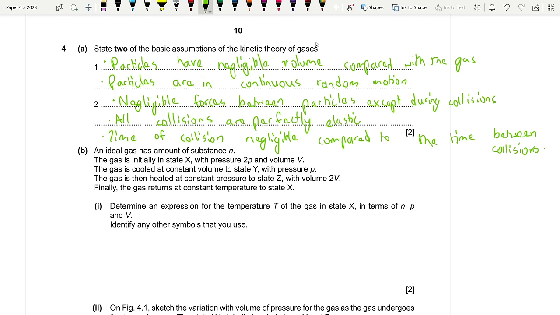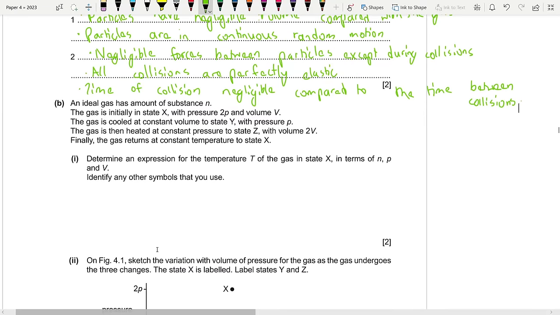Anyway, an ideal gas is amount of substance N. The gas is initially in state X with pressure 2P and volume V. The gas is cooled at constant volume to state Y with pressure P. Okay, so let's try to form a diagram of sorts. Then I think it would be easier for us. So, firstly, the ideal gas has amount N. It is initially in state X with pressure 2P and volume V.